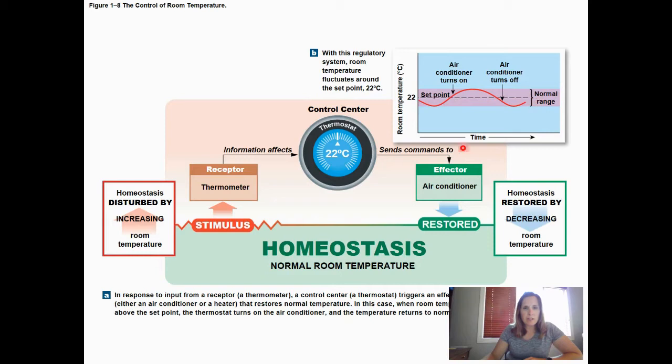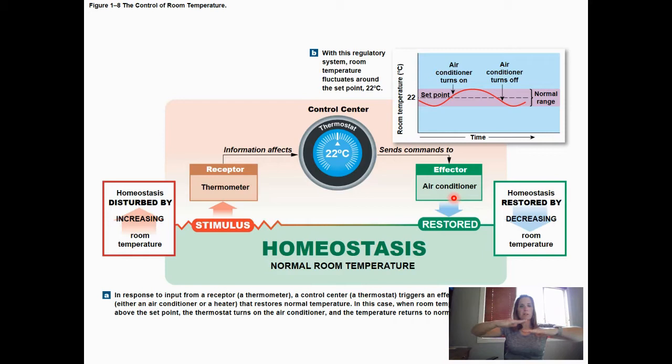The receptors, the thermometer, sense this and send the stimulus to the control center, which is the thermostat. The thermostat tells the air conditioner, which in this example is the effector, to cool the house down, and it brings it to a set point. So the stimulus was the temperature got raised, the brain receives it, has the air conditioner bring it down to a set point.